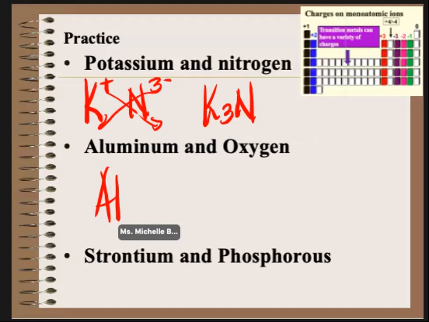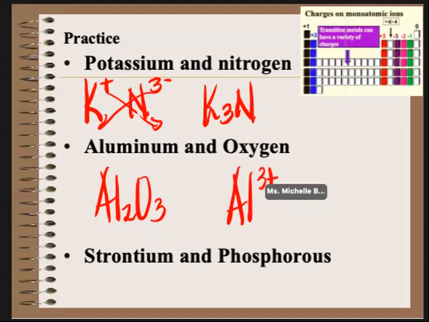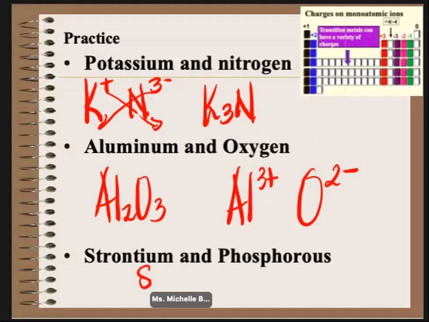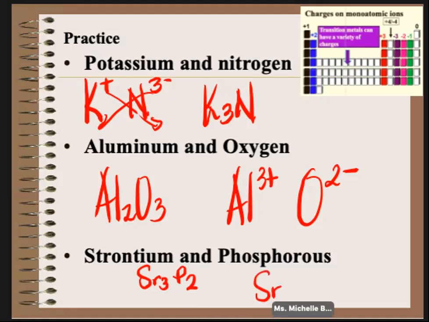Okay. Now, you need to identify the charge. What if I give this to you? Al2O3. What are the ionic charges of the two elements present? Al, 3 positive, oxygen, 2 negative. Okay? For strontium and phosphorus, Sr3P2. Why? Because strontium belongs to group 2, so you have positive 2. Phosphorus belongs to group 5, negative 3. Okay? So that's writing formula for a binary compound.